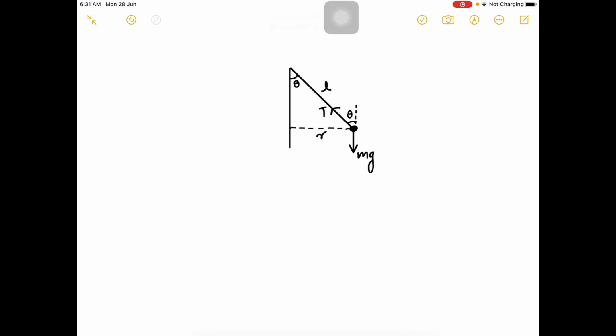In this problem we have a swing ride, and the occupant and the chair are going around a circle, and we have to find out the speed of the chair. So the length of the string is L, the radius is R, tension is capital T, and small m is the mass of the occupant plus chair.